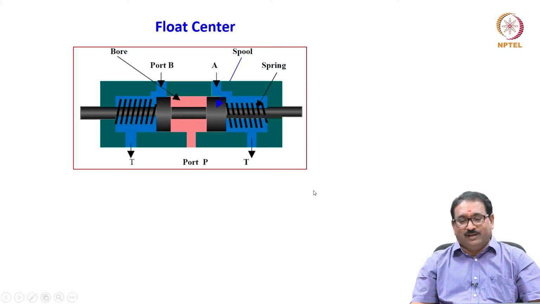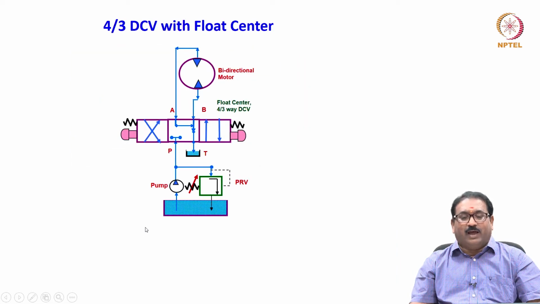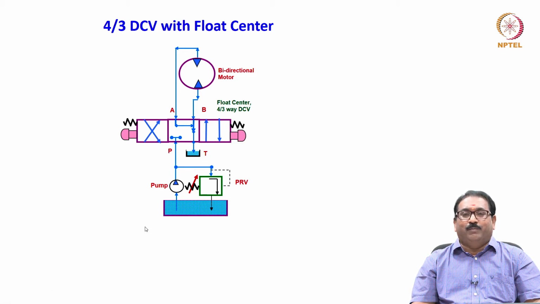Float center. What is the condition here, float center? A and B actuator ends are connecting to the tank. Then P is blocked here. Then you will see what happens, friends. This is basically and very beautifully used along with the bidirectional motor.